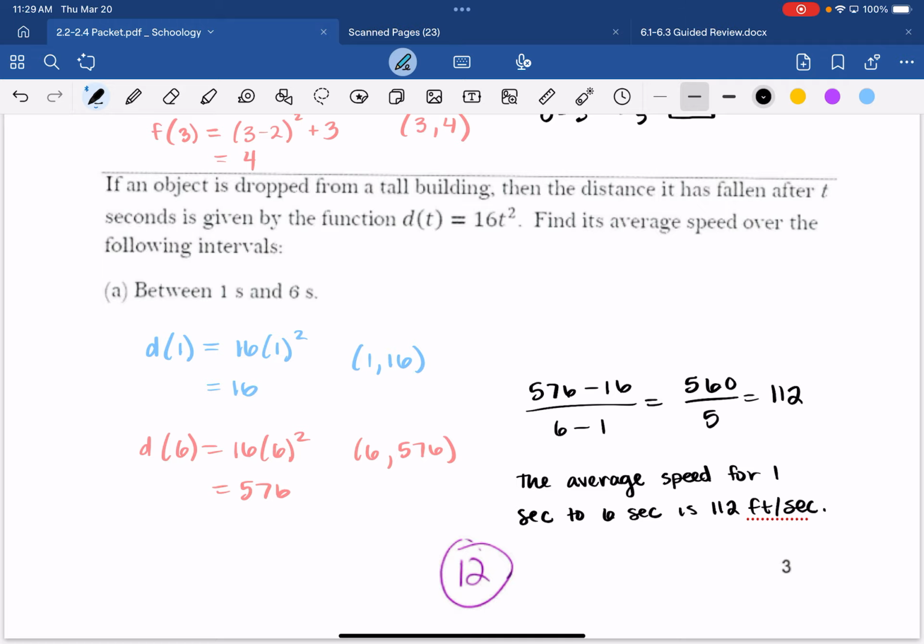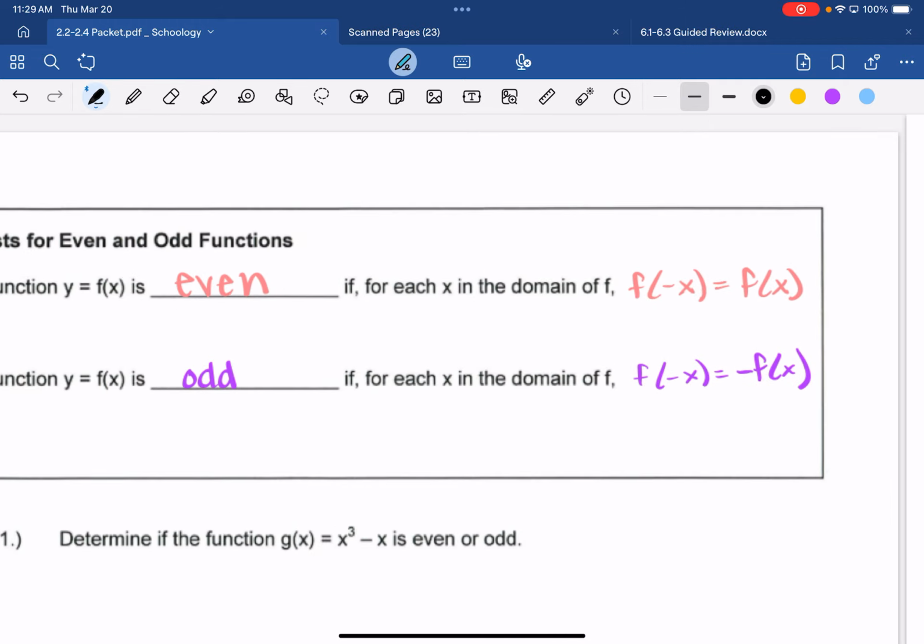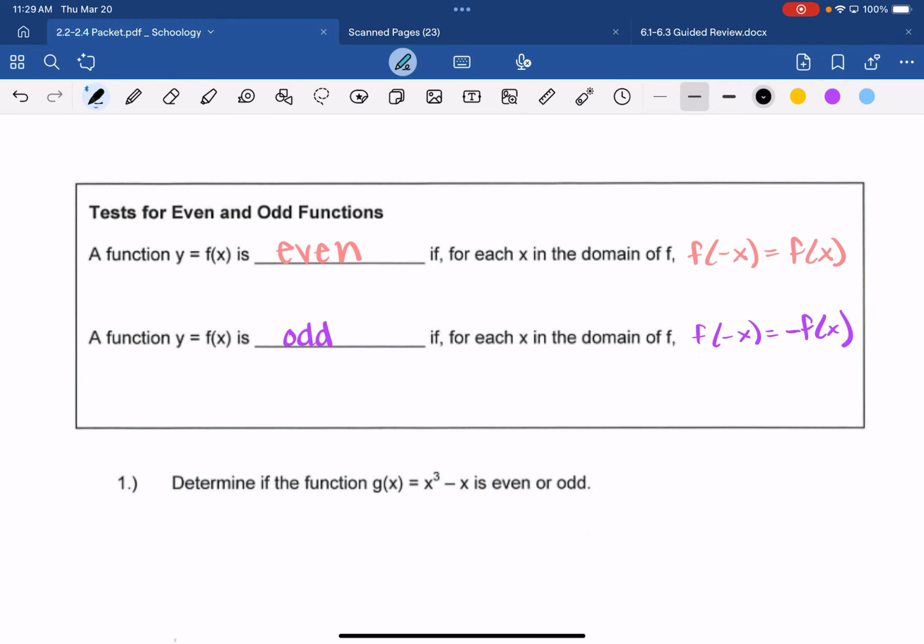All right, we good? The next thing we're going to talk about is going to be very similar to symmetry, if you remember doing that. I know some of you hated that. But remember our x-axis symmetry, y-axis symmetry, and origin? Very similar idea. We're now just going to put some names to those functions. We determine that a function is even if for each x in the domain, f of negative x is equal to f of x. And the function is odd if for each x in the domain, f of negative x is negative f of x. So again, very formal definitions.